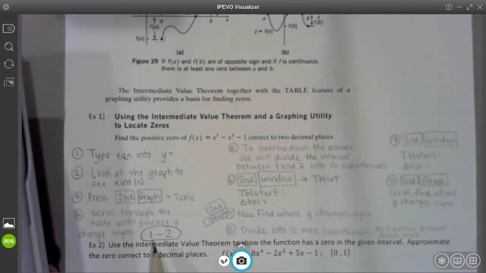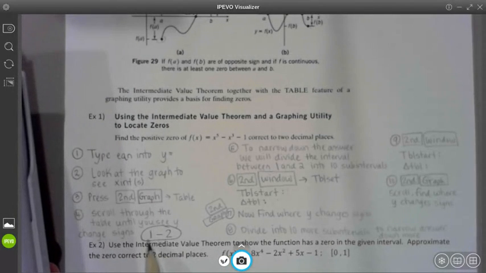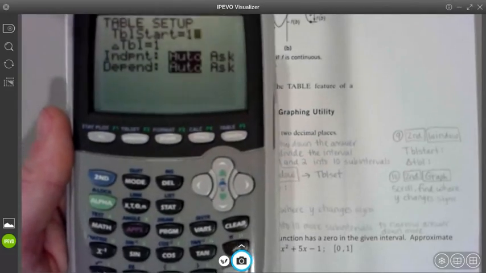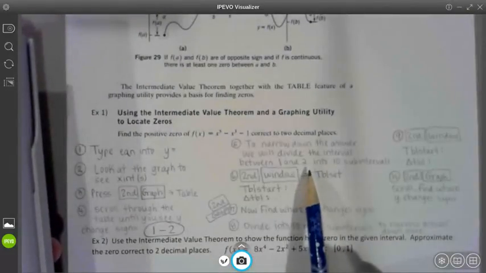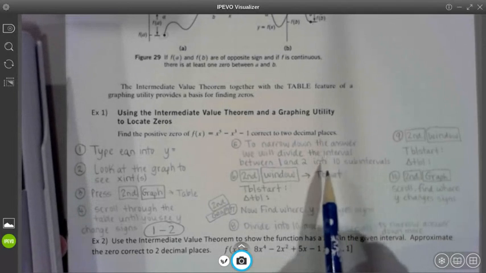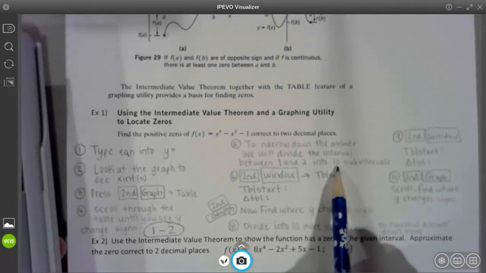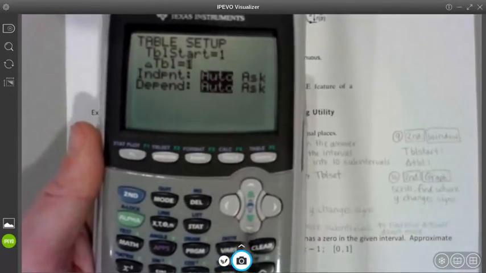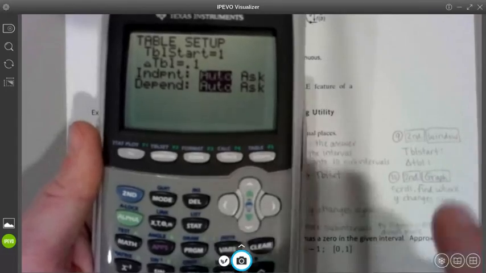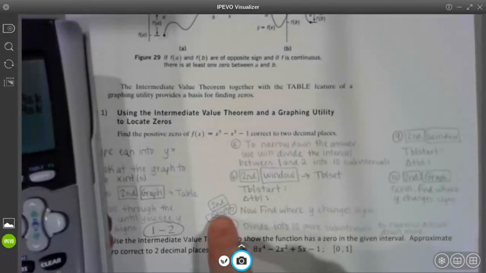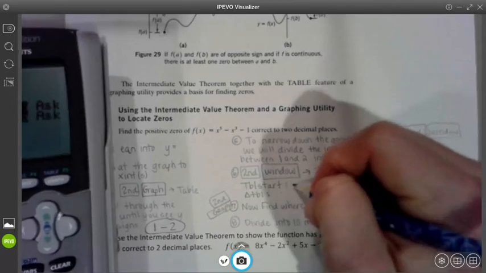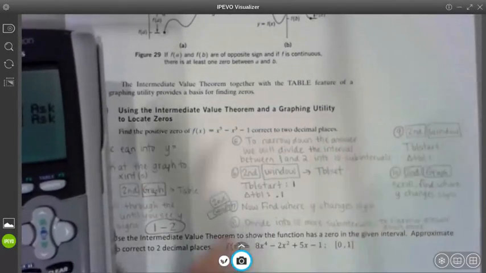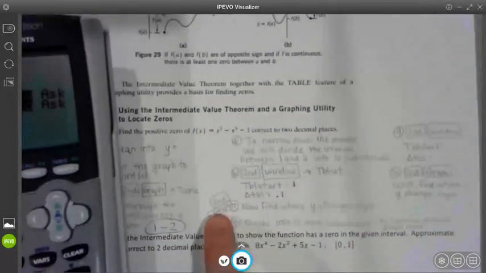Well, we know that y changes signs between 1 and 2. So we want our table to start at 1, the beginning of that interval, and then we want the change in the table, the increment, to give us 10 subintervals, right? So I'm going to go to a tenth, 0.1. So I'm going to let my delta table be 0.1. Hit enter. Now go back to the table. Second graph gets you back to the table, right? I'm going to start the table at 1, and I'm going to let the increment be 0.1 to cut it into tenths. All right, go back to the table, second graph.